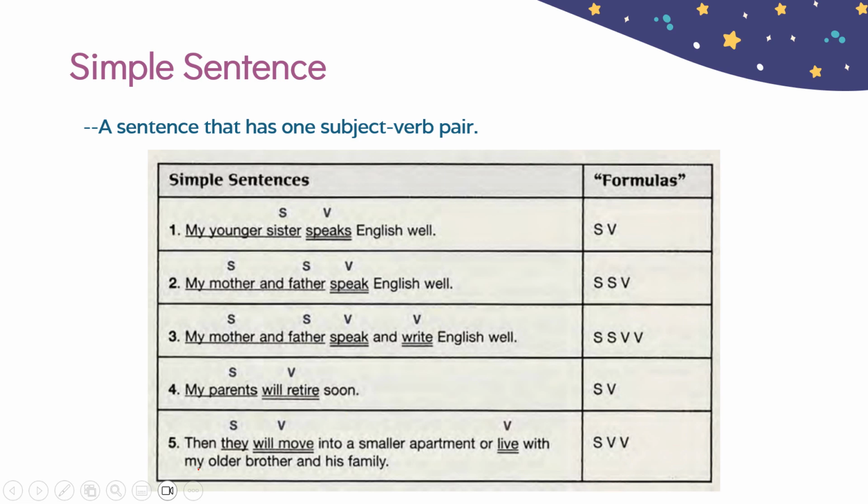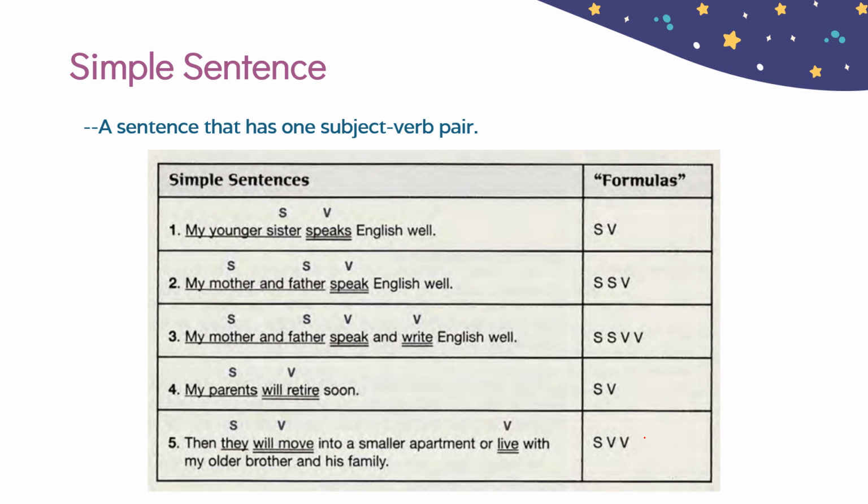And then number five, they will move into a smaller apartment or live with my older brother and his family. They as the subject, will move as the first verb and then live as the second verb. And the formula is subject, verb, verb, SVV.